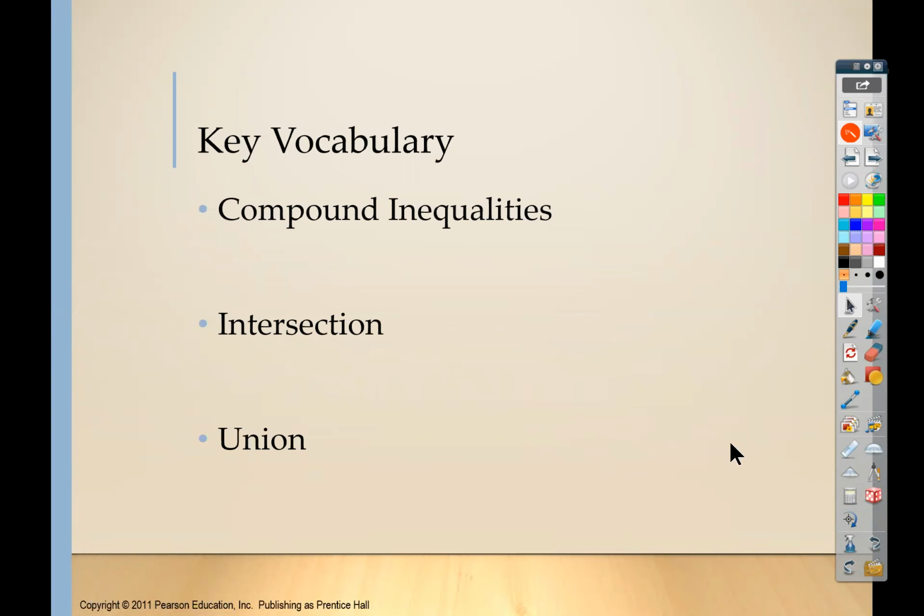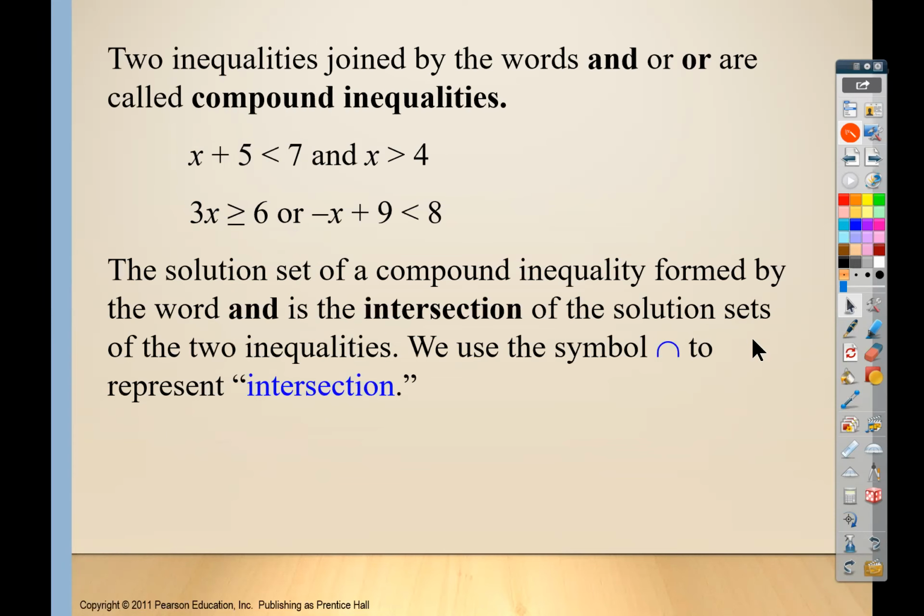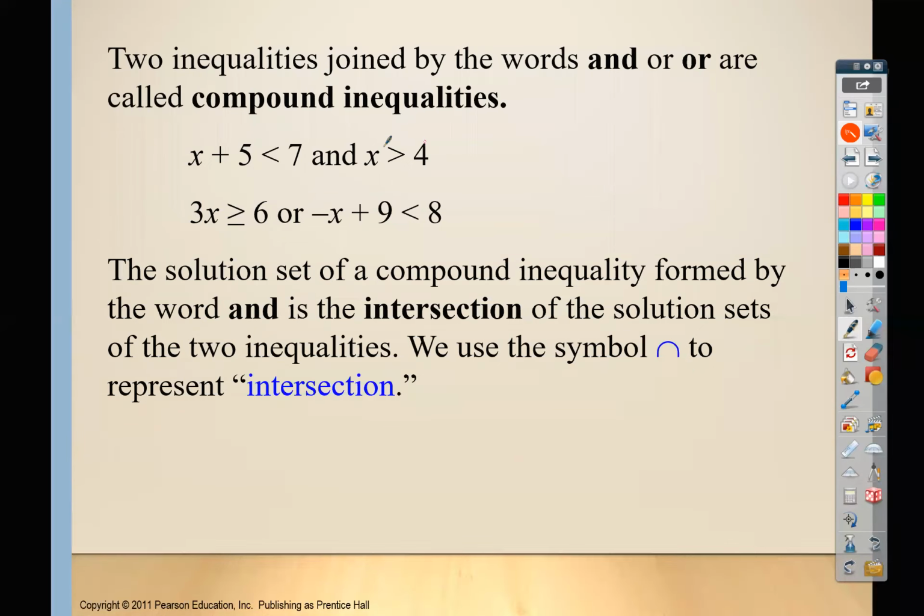Key vocabulary: compound inequalities, intersection, and union. Two inequalities joined by the words "and" or "or" are called compound inequalities. Basically, it's just two inequalities in one. So you can see that here. The solution set of a compound inequality formed by the word "and" is an intersection of the solution sets of the two inequalities. We use the symbol right here to represent intersection.